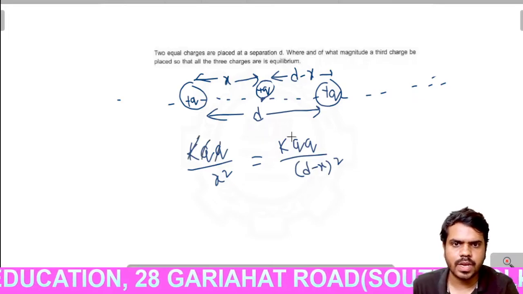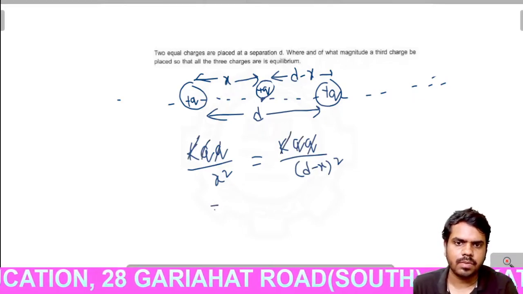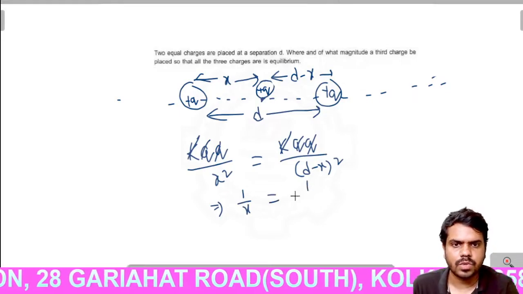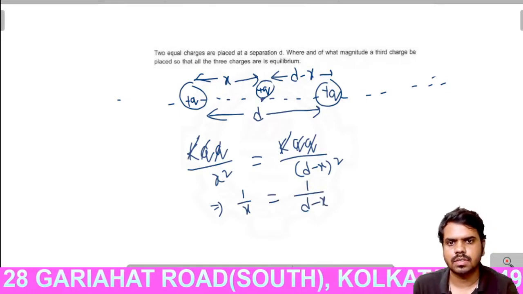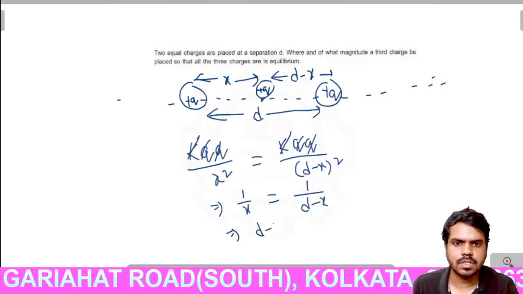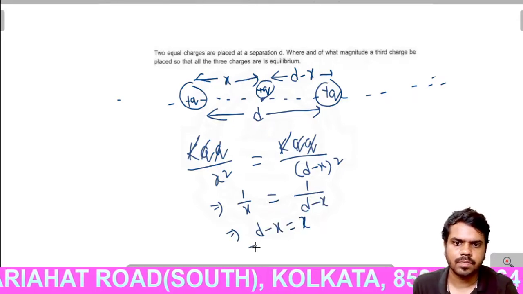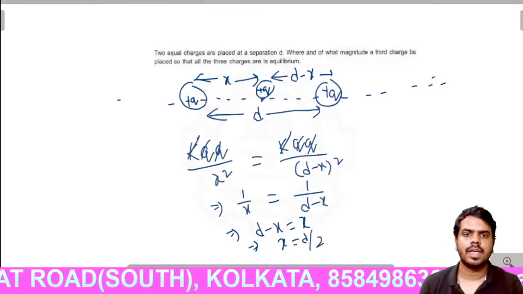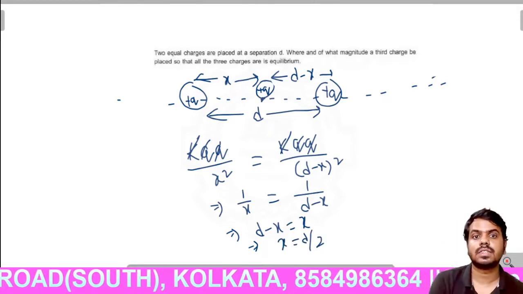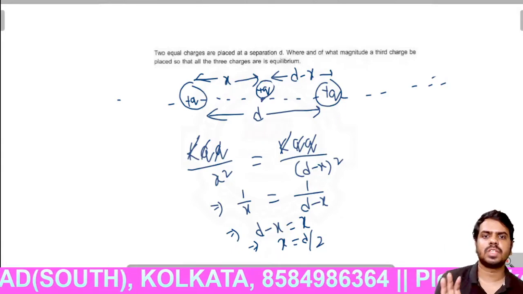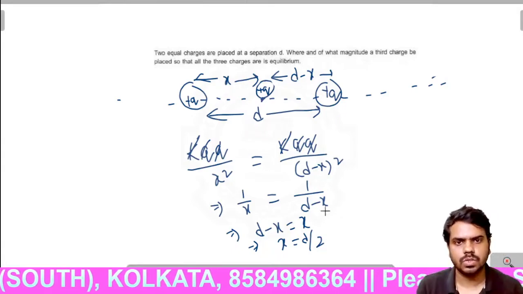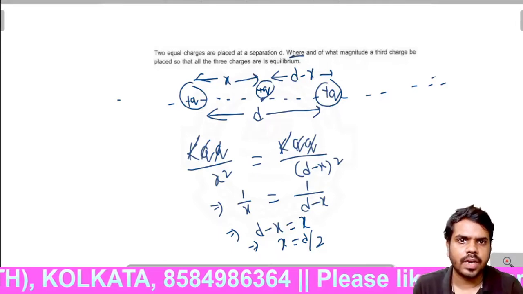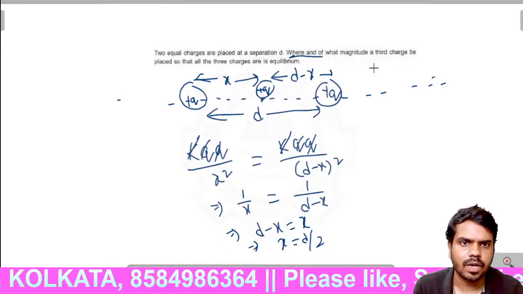So q gets cancelled out, and on both sides there is a square form, so you can write d minus x equal to x. So d minus x is equal to x, that is 2x equals d, so x is equal to d by 2. That means the third charge is in the middle position. So you got the answer: the third charge goes at d by 2, and then the magnitude.